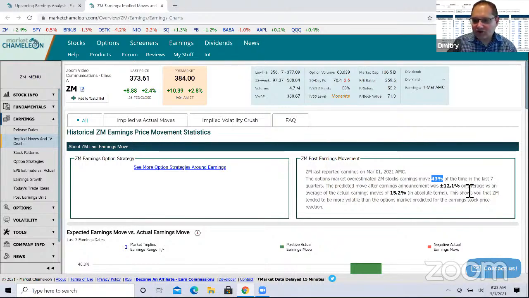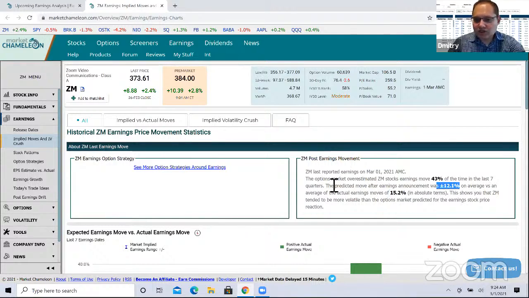If we take the average of the estimated moves, it looks like 12.1% on average, compared to the average of the actual realized moves, 15.2%. You could see that's a 3.1% differential between the implied and the realized move, in favor of the realized move. Right, so the realized move on average was higher than the implied move.